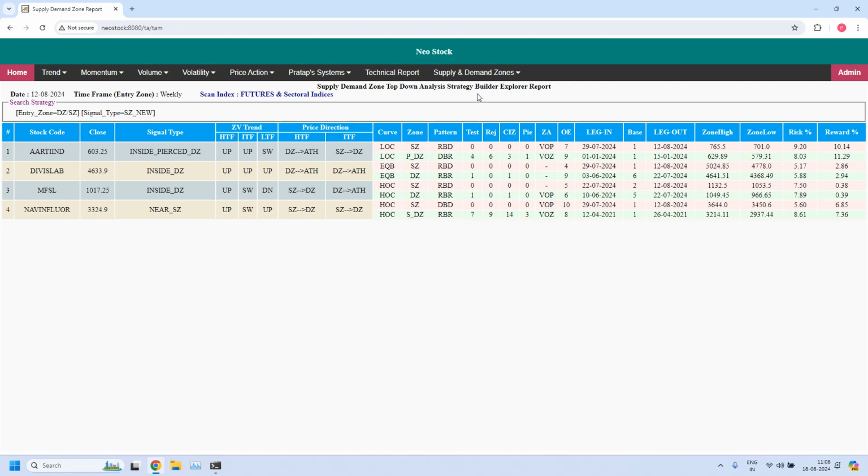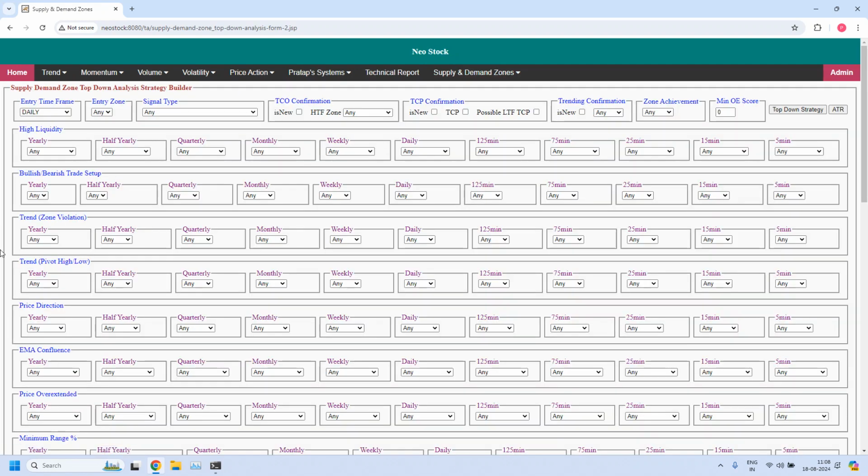Now let's filter the stocks based on weekly EMA confluence. The first report, let us find the demand zones having weekly EMA confluence. So entry time frame is weekly. For EMA confluence, exponential moving average confluence for weekly time frame. So first report we are selecting demand zone. Demand zone is having WEMAC, that means weekly EMA confluence.